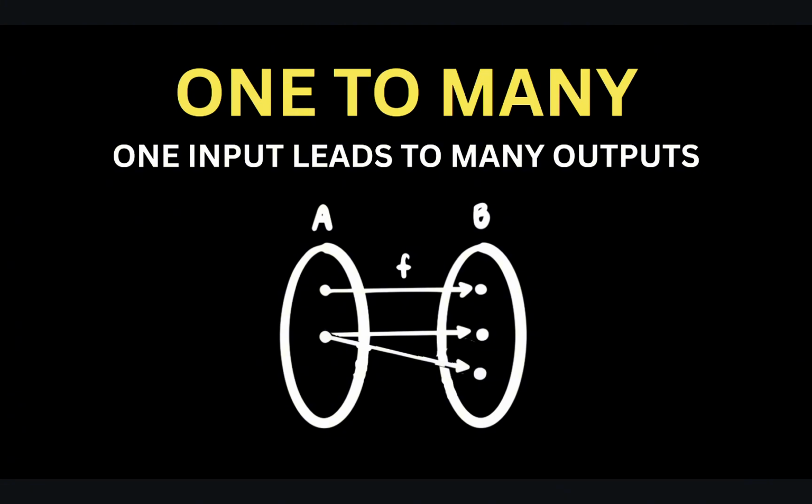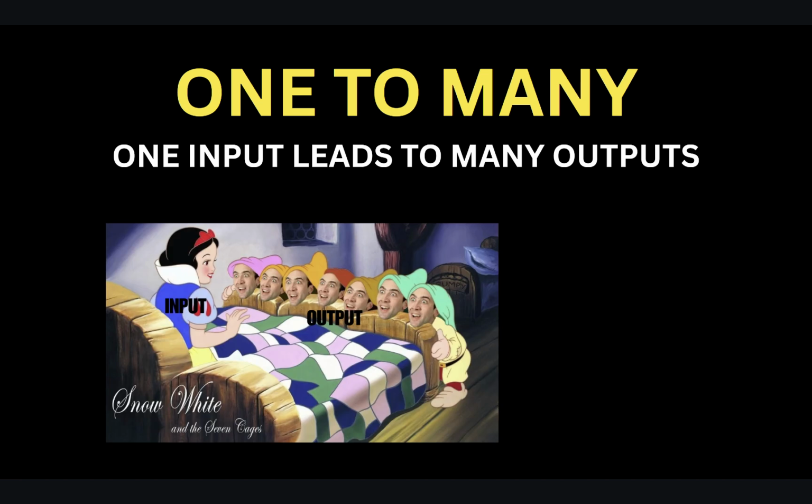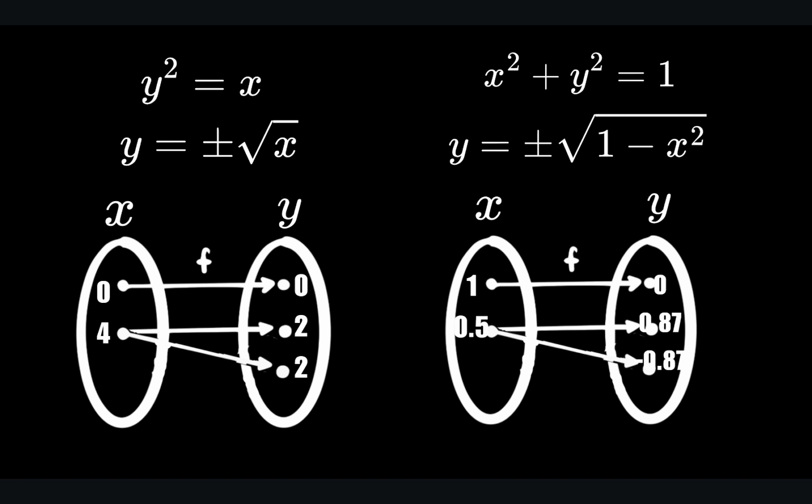Lastly, we have the one-to-many relation, which means one input leads to many outputs. So as such, it is not a function. And here are just two simple examples.